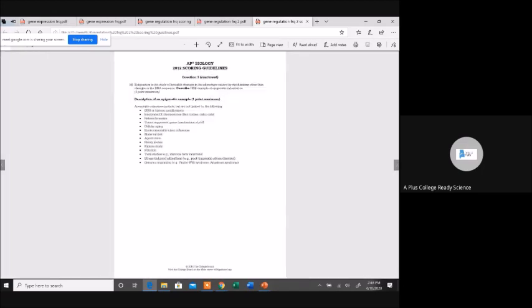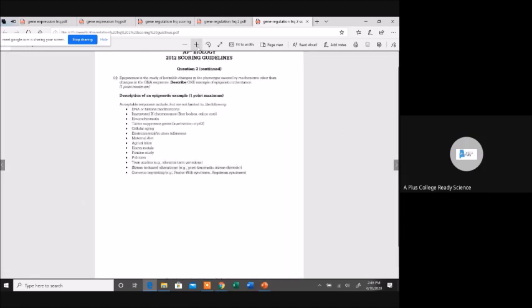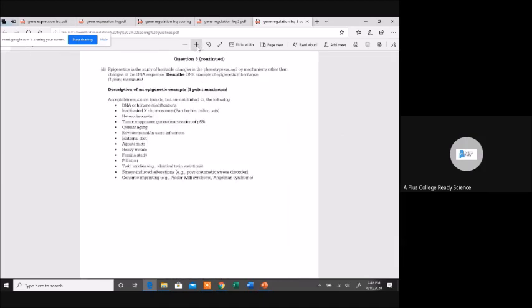All right, final part of the question was D. And D says epigenetics is the study of heritable changes in the phenotype caused by mechanisms other than changes in the DNA sequence. Describe one example of epigenetic inheritance. So what we talked about with epigenetics were methyl groups or acetyl groups, which were actually inherited by a child from their parents. And in this list that you can see here, the example is a DNA or histone modification. Methyl groups modify the DNA, acetyl groups modify the histones. So that's what I would have talked about.